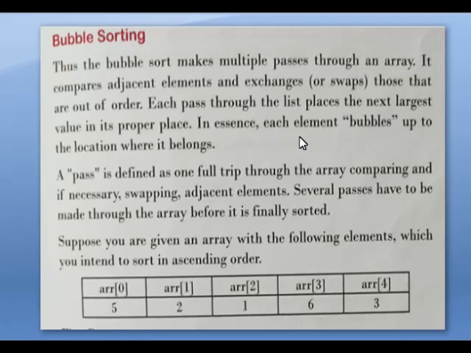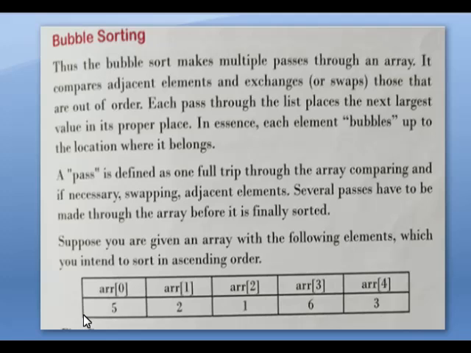A pass is defined as one full trip through the array, comparing if it is necessary. In swapping adjacent elements, several passes have to be made through the array before it is sorted. So, suppose now we are going to see how to sort these elements in ascending order by using the technique of bubble sort. Here a total of 5 elements are there and the index will start from 0 to 4. The name of the array is ARR. So in the first step the elements are like this: 5, 2, 1, 6, 3.